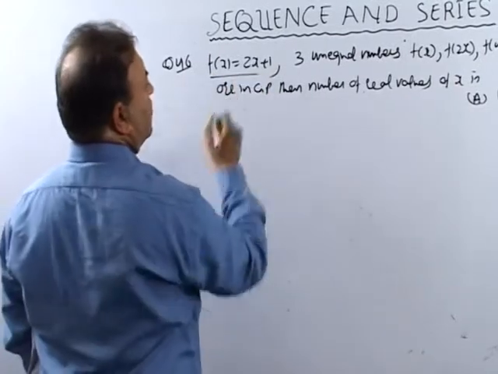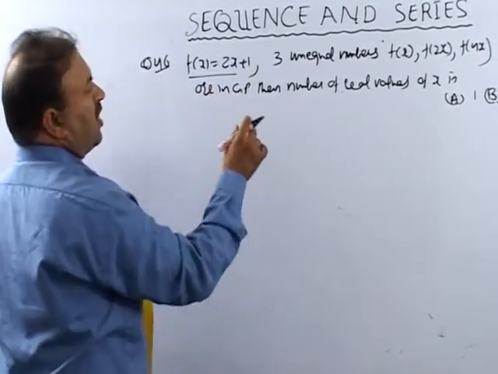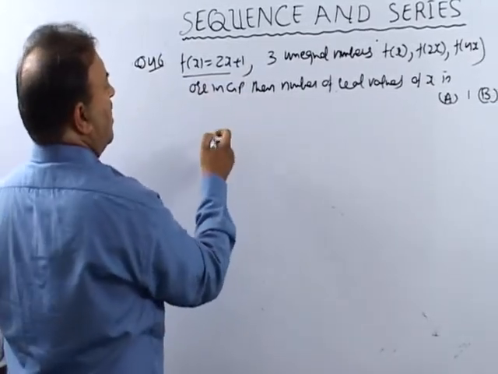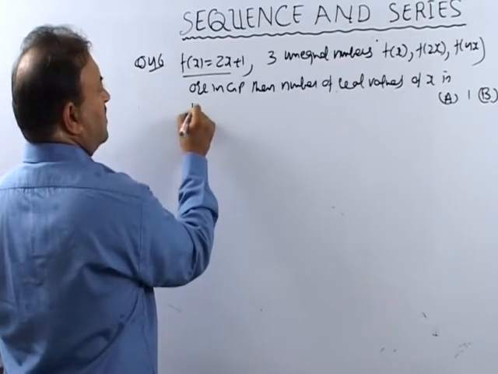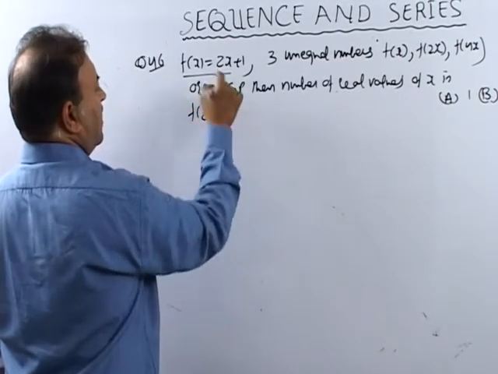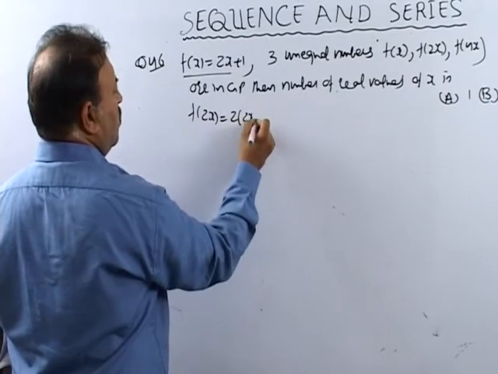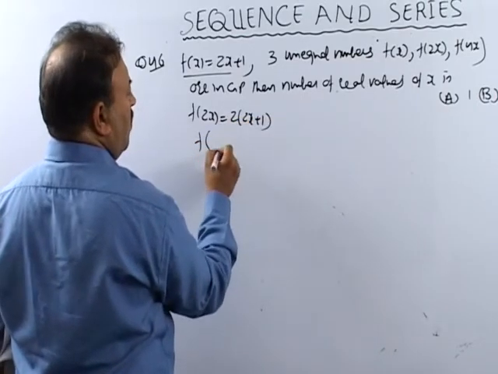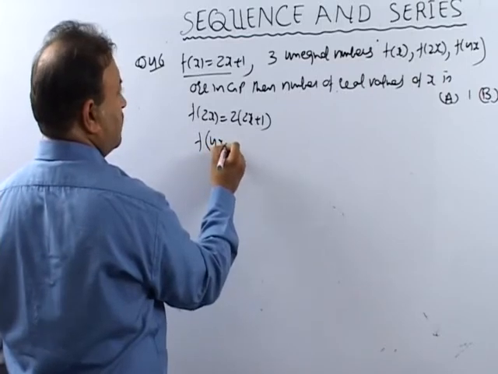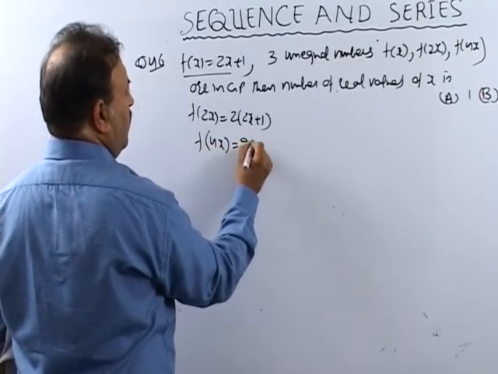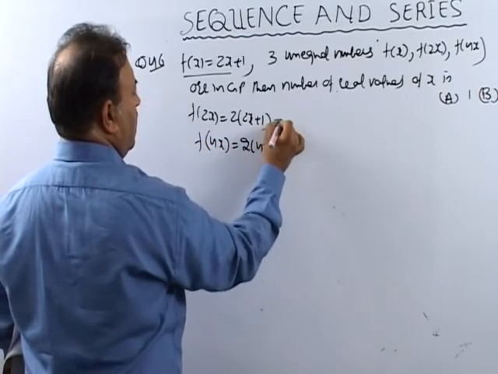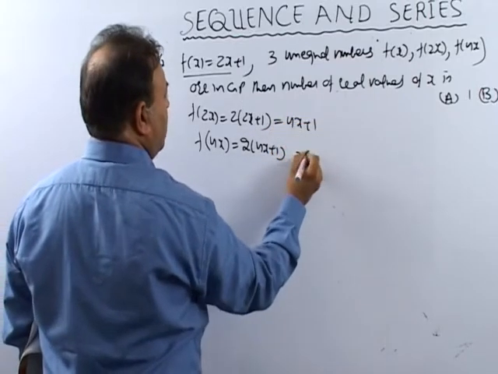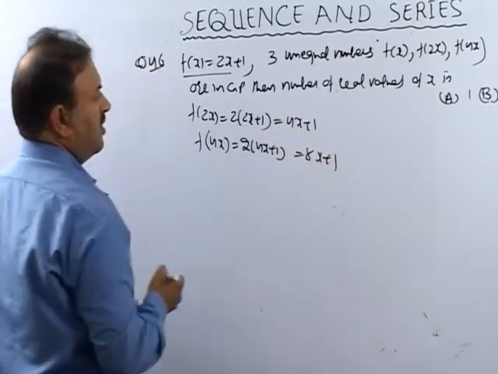Now fx is equal to 2x plus 1. We have to find f of 2x and f of 4x that are in GP. That means what will f of 2x be? It comes out to be 2 into 2x plus 1, which becomes 4x plus 1. And f of 4x is 2 into 4x plus 1, which becomes 8x plus 1.